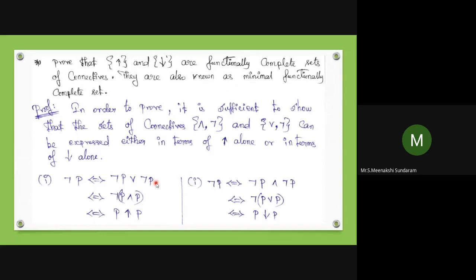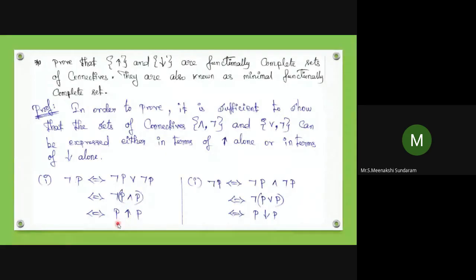What do you mean by NAND? NAND is not and: negation of a conjunction. That is a NAND. We can write P NAND P, P upward arrow P. So now the negation P can be expressed as P NAND P.